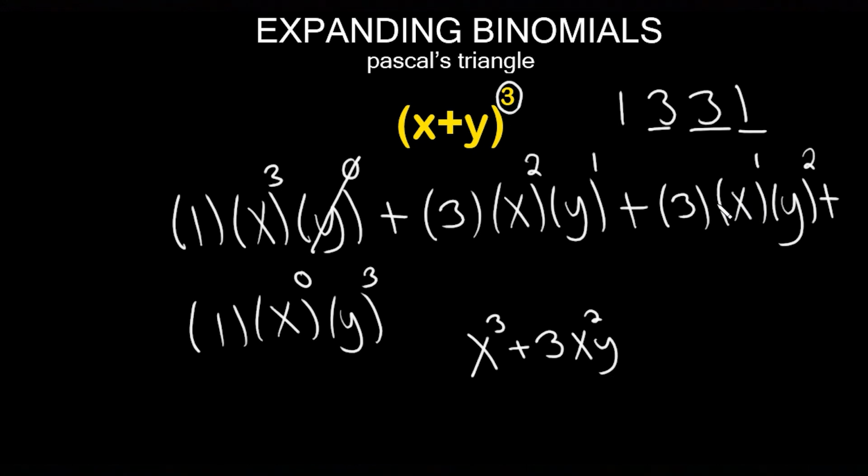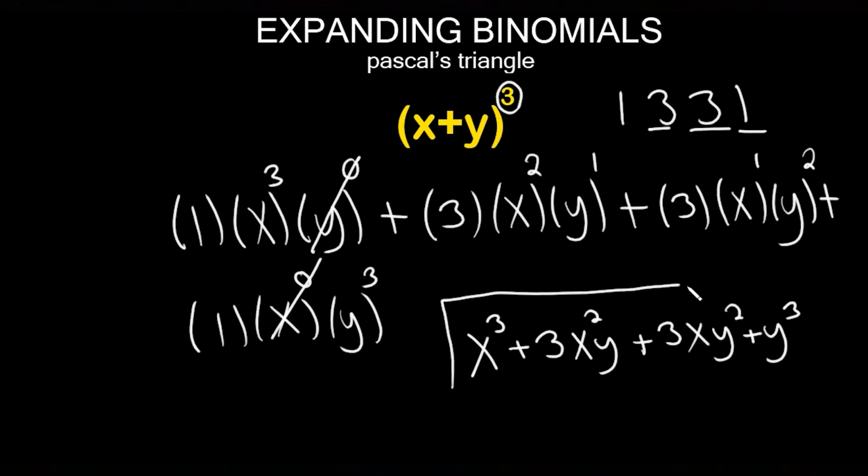Going on to my next term, I have 3 times x to the first power times y to the second power. Well, that's going to be plus 3x and then y to the second power. And then finally, my last term, again, I have another variable to a power of 0. That's just going to be 1. So this will cancel. I have 1 times y cubed. That's just going to be y cubed. So plus y cubed. And there it is. It's completely expanded out. That's done.